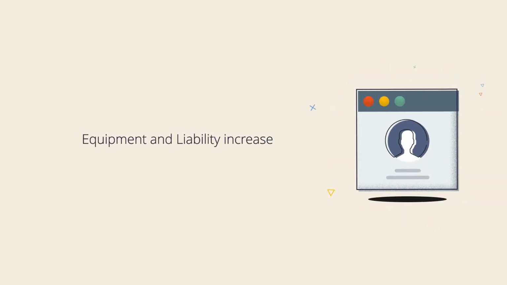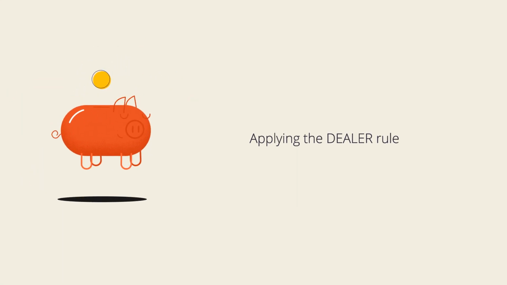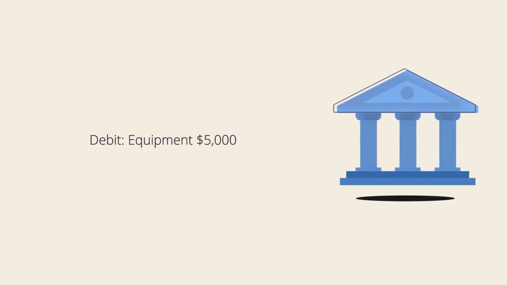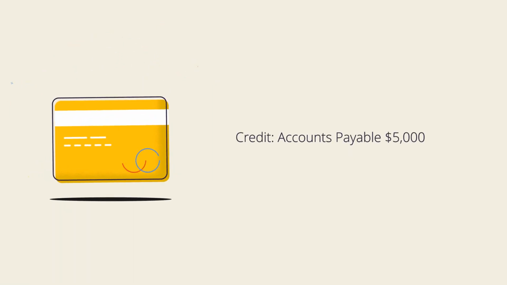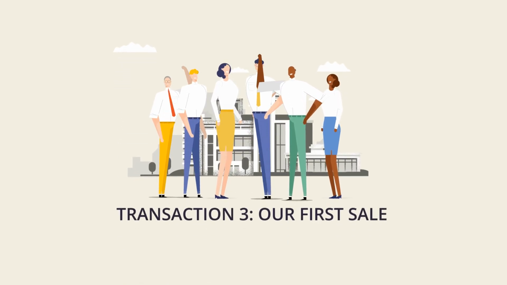Our equipment, an asset, increases, but we also took on a new debt, a liability. Applying the DEALER rule, assets increase with a debit and liabilities increase with a credit. Debit, equipment $5,000. Credit, accounts payable $5,000. Transaction 3, our first sale. Our first customer.